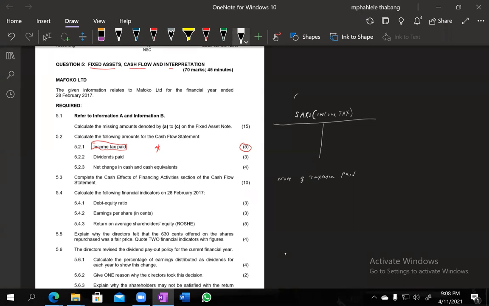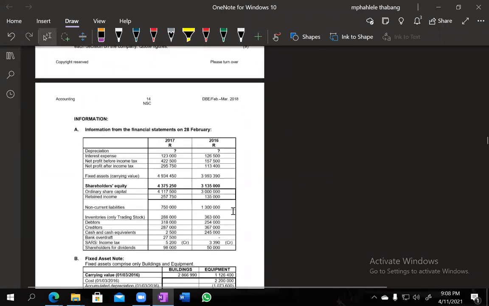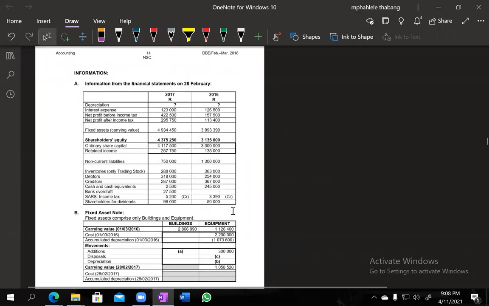I'm saying when we calculate tax paid, I once did this one. I know I'm revising it. When we calculate tax paid, we have to focus on Sars income tax, and we can pick this information from the balance sheet. Let's go to the balance sheet and look for Sars income tax. Here is the extract of the financial statement. Where is Sars income tax? If you see it, good. Here it is, Sars income tax. Another one is 5,200.